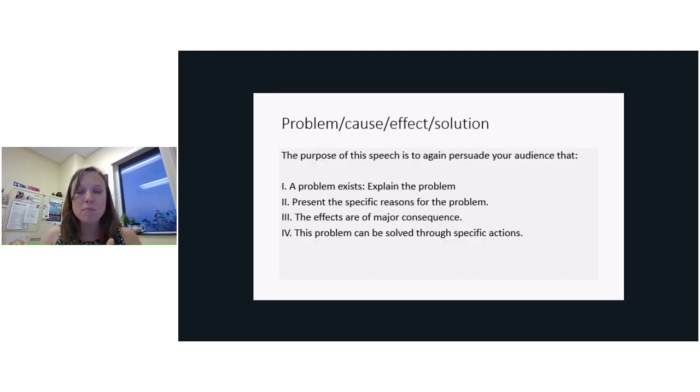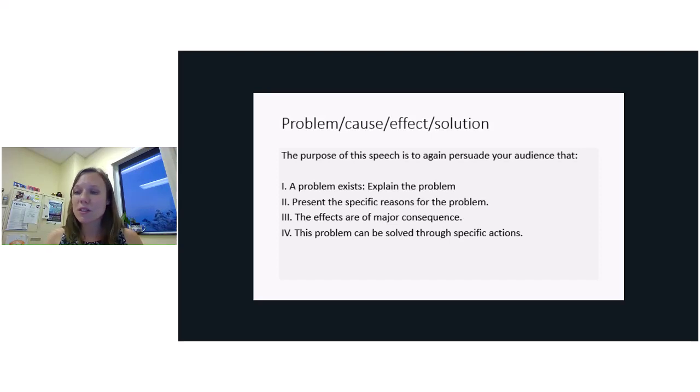So if all of these topics fit into the parameters of problem and solution, now it's time to decide strategically: do we want to do a problem cause solution or a problem cause effect solution? This would be a 4-part body, a problem cause effect solution, where you look at the problem, you look at its causes, you look at the effects or the consequences of that cause, and then you look to solve that problem through specific actions. Now, if I was to just do a problem cause solution speech, I would take out the effects and I would just have a 3-part body. So it would be main point 1, 2, and 3.